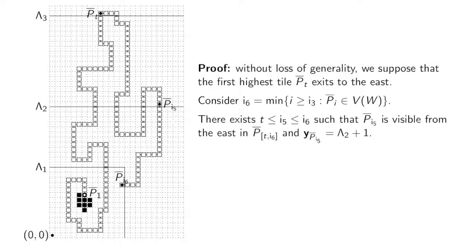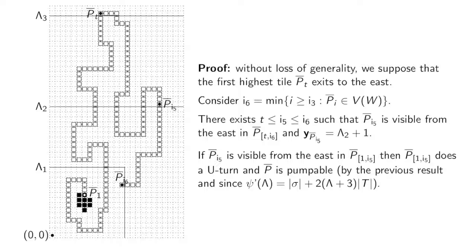Now consider the index I5 which is between t and I6 such that the y-coordinate of pi5 is λ2 plus 1 and such that pi5 is visible from the east in the segment of the path assembly P from index t to index I6. Two cases may occur. In the first case, the tile pi5 is also visible from the east in the path assembly obtained by shortening P at index I5. In this case, this new path assembly is an exposed one and the first result of the video can be applied. Thus, the path assembly P is pumpable.